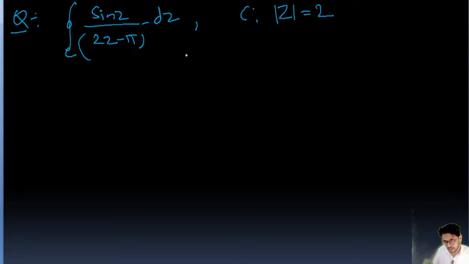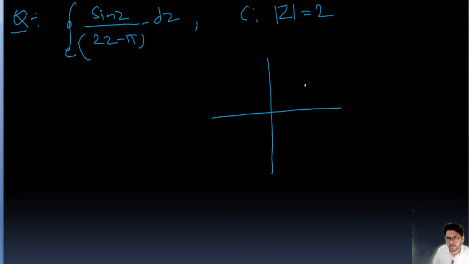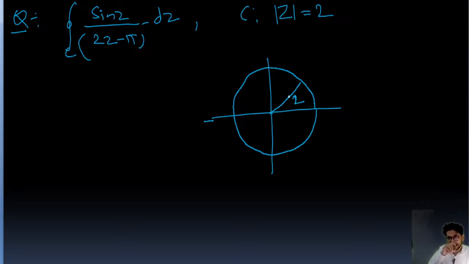It means the contour is a circle of radius 2 whose center is at the origin, right? So we'll draw the circle. This is the circle, guys, whose radius is 2. And now we have to find the value of this.